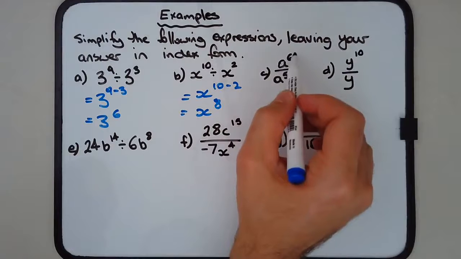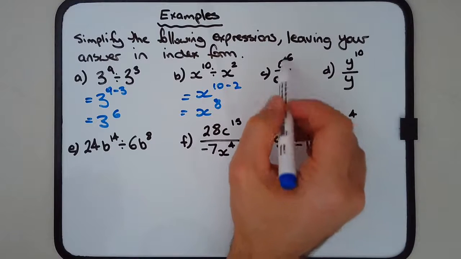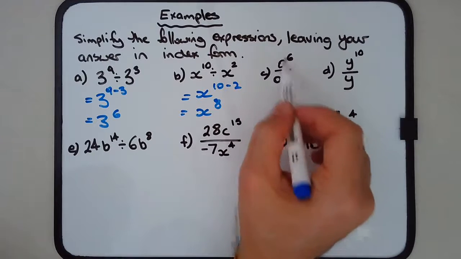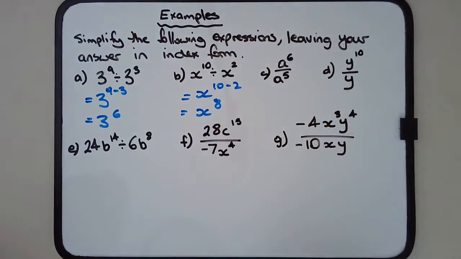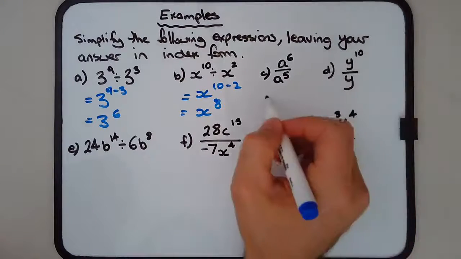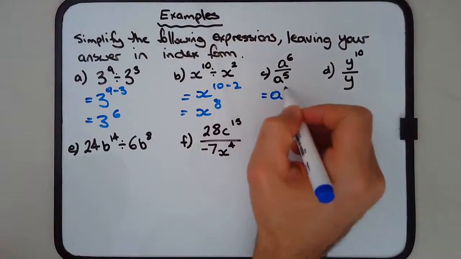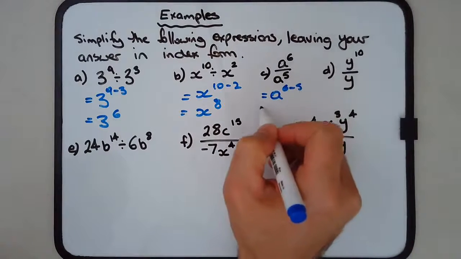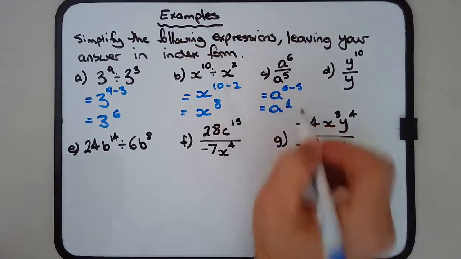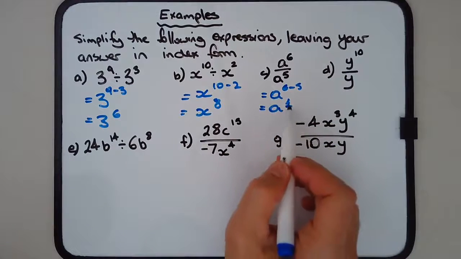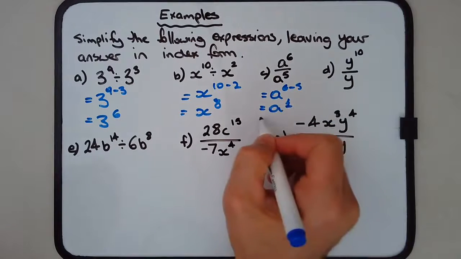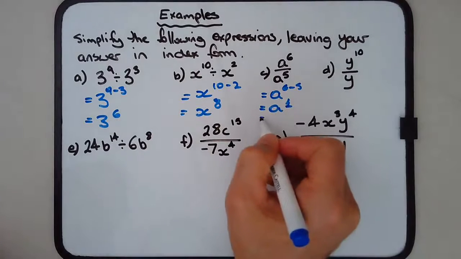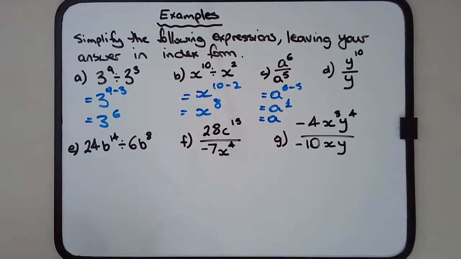Okay, what about part C? a to the power of 6 over a to the power of 5. It's a division. Okay, even though it's in fraction form, it's still a division, so we subtract the indices. Okay, so that's a to the power of 6 minus 5, which is a to the power of 1. Now, a to the power of 1, we don't have to show the 1. Okay, it's just assumed or implied that it's there. It's just equal to a.